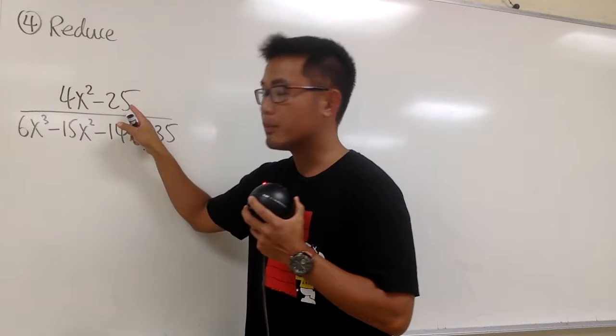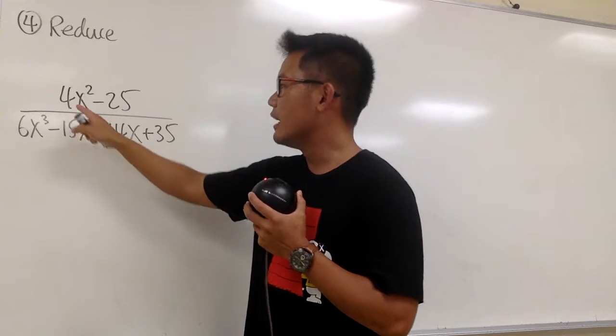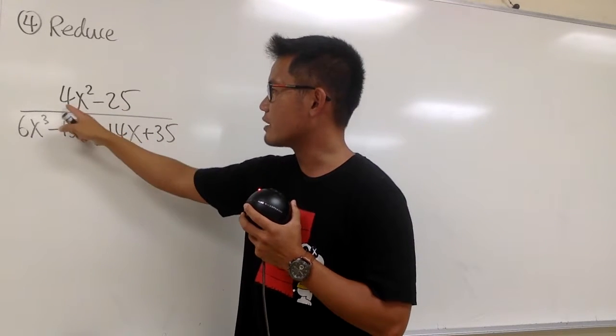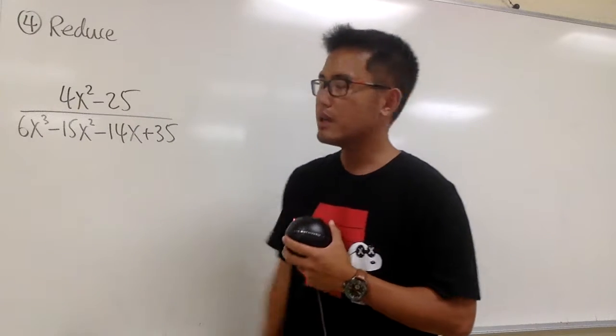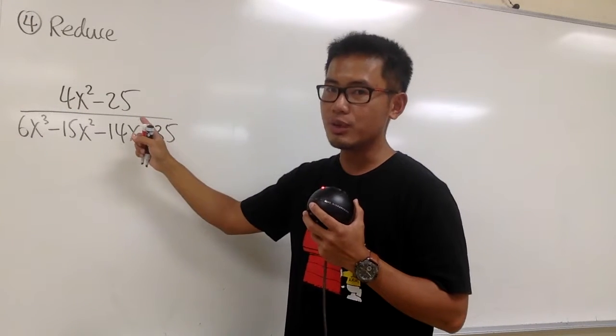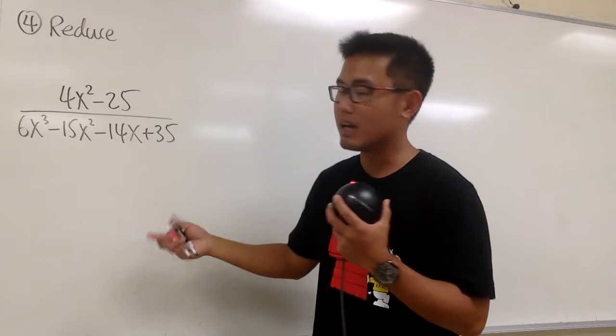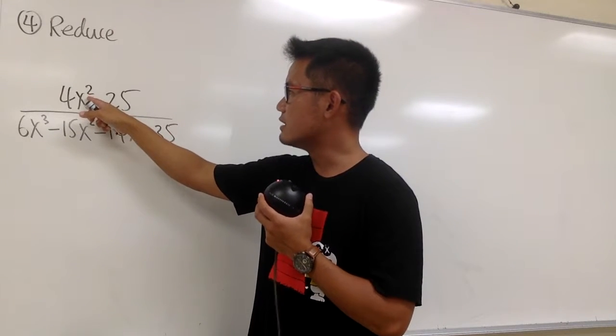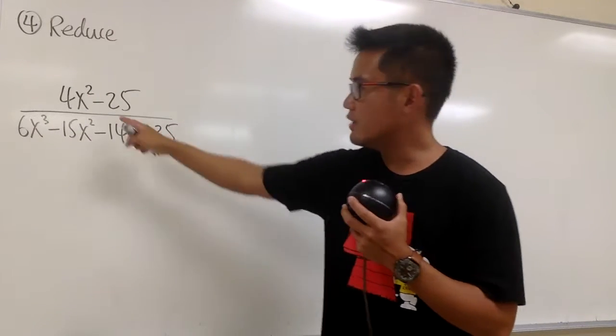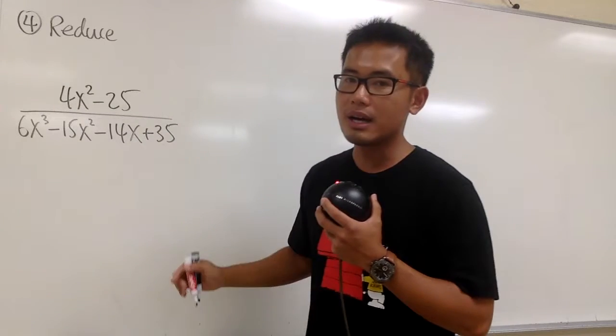Okay, so on the top, we notice that we have two terms, right? And also, we don't have a common factor for the 4 or the 25. But since this is just a two-term situation, we should use one of the formulas. And especially, we notice that this is a square, so we should use the difference of two squares formula, right?